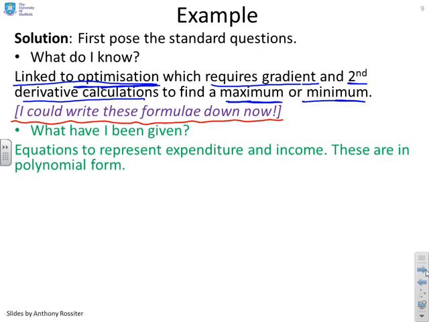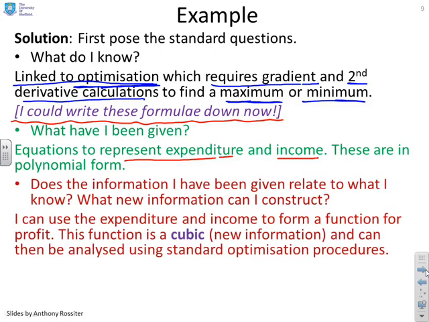Next, what information have I been given? Well, I've been given equations to represent expenditure and income in polynomial form. And I can use these in order to construct an equation for profit. So there you can see I can use the expenditure and income to form a function for profit. Now, as you'll see when I do this, this function is a cubic.